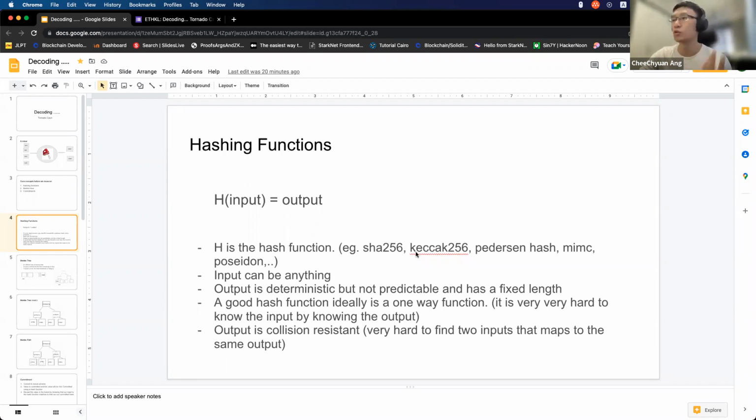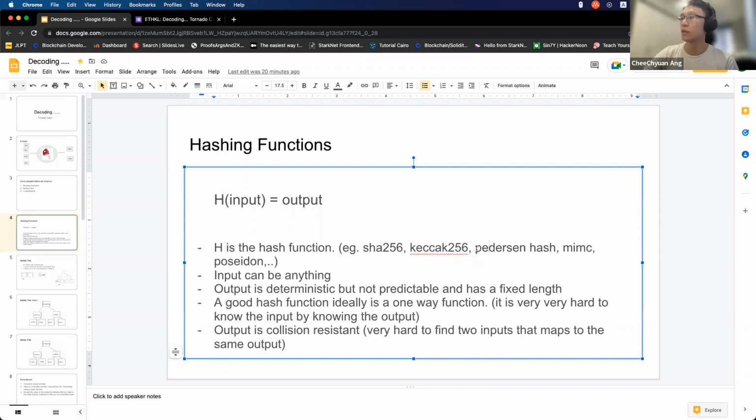SHA-256 is used in a lot of Solidity and smart contract related stuff. You've probably seen this a lot. These two are actually different; the way they are calculated is different, but we won't go into that. And then there are Pedersen hash, MiMC and Poseidon. So we'll be looking at these a lot.